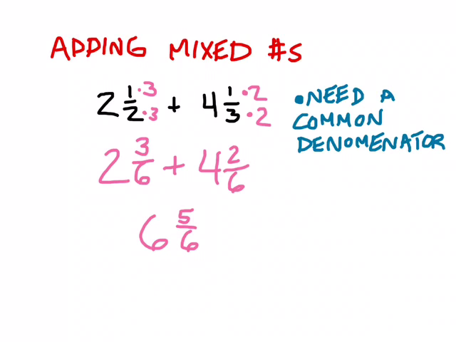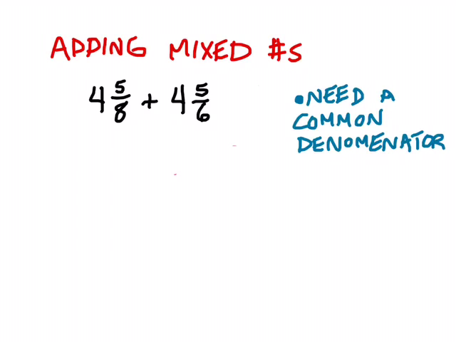For a lot of mixed number addition problems, that's really all there is to it. I just need a common denominator, and I add the different pieces together. There is one situation where you add a step. Let's look at that. Let's say I'm adding 4 5/8 plus 4 5/6.